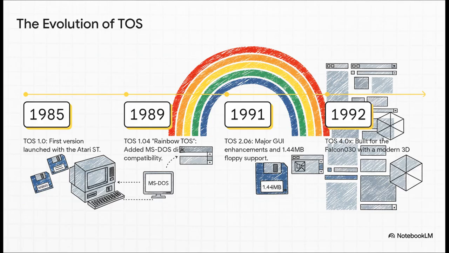And what's cool is that TOS evolved, and it evolved fast. We saw these huge leaps forward, like in version 1.04, which everyone called Rainbow TOS. It added the crucial ability to read MS-DOS disks. Later versions cleaned up the look, added support for even bigger disks, and eventually, on the powerhouse Falcon computer, it got a slick 3D interface and could even handle multitasking.